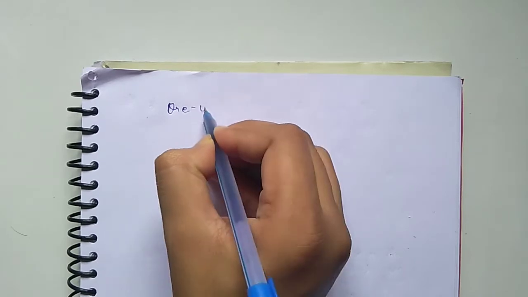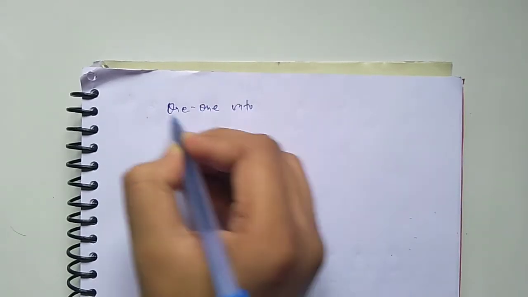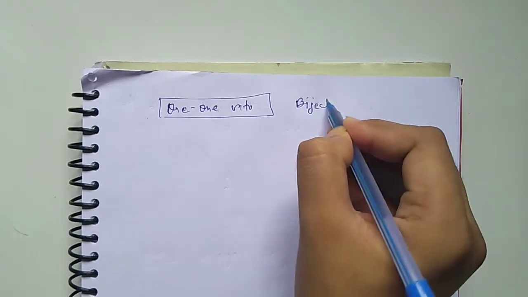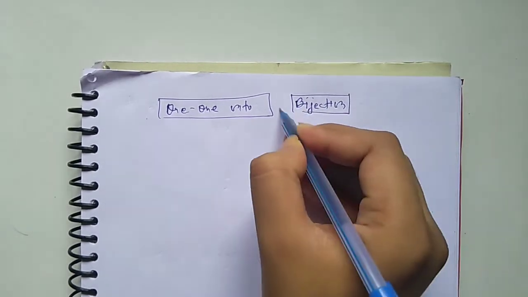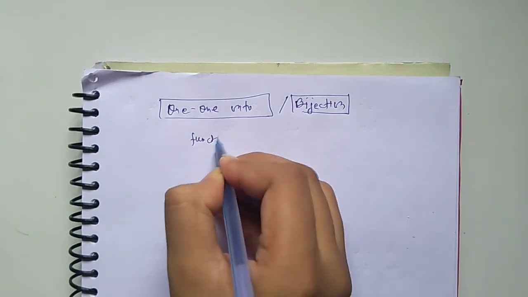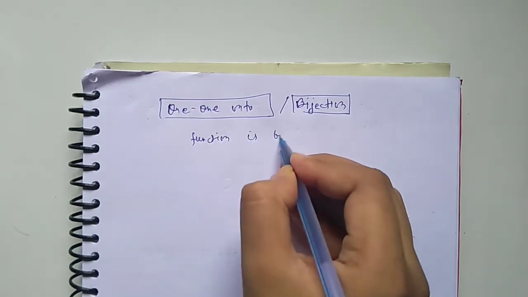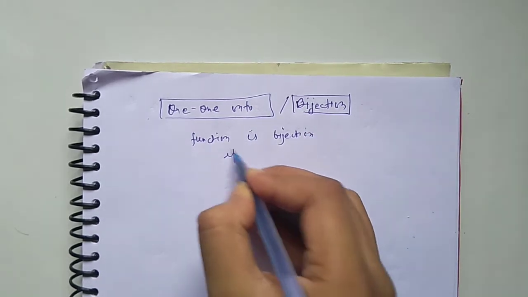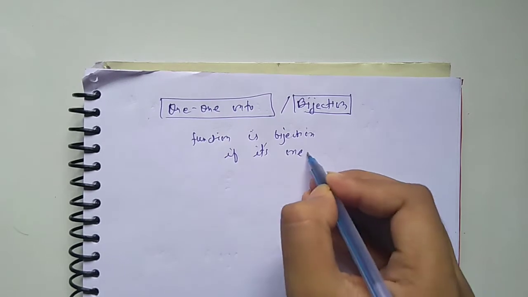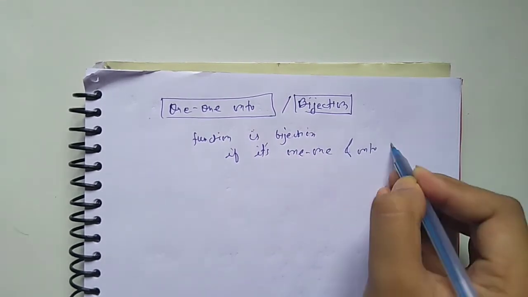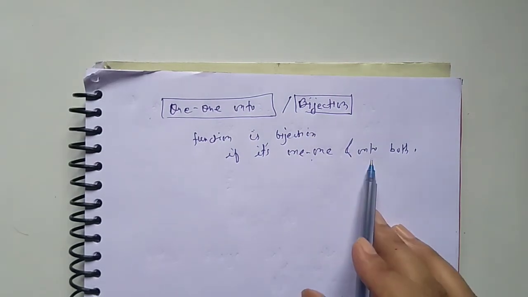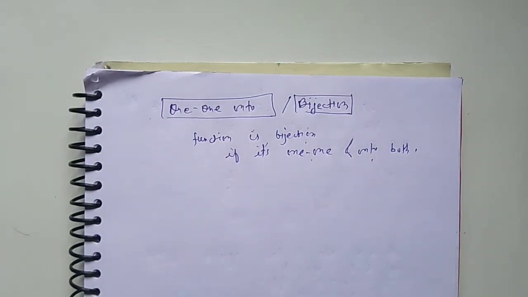Now we are going to see what is a 1, 1 onto function. It is also called a bijection function. A function is a bijection if it is 1, 1 and onto both. It is clear that if a function is 1, 1 and onto, we will call that function a bijection.